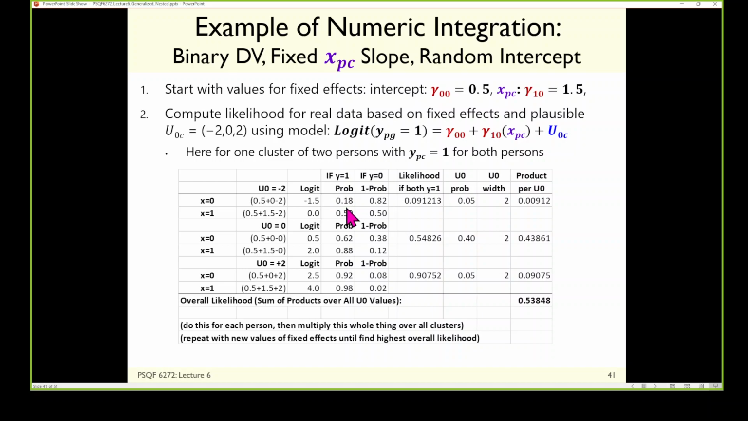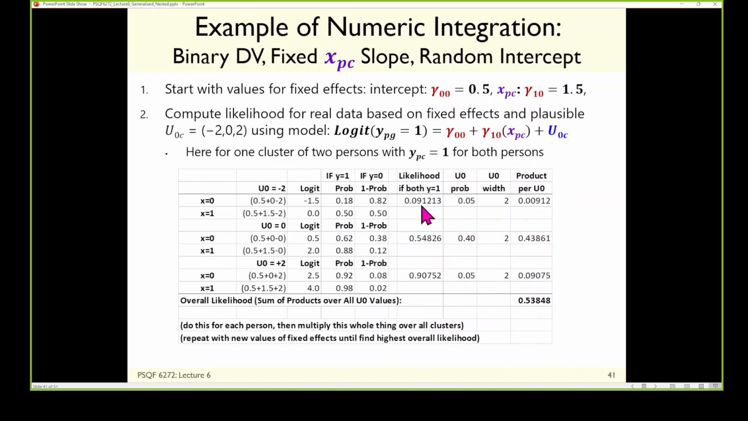That corresponds to a probability of 0.18. e to the logit over 1 plus e to the logit is how I got there. Here's the opposite of that, if the y is 0 instead. Same thing for x is 1. So if this is a person from the same cluster who got a 0, and this is a different person who got a 1, then I can multiply those together if they both got y's of 1s. And that's the result of multiplying these two numbers.